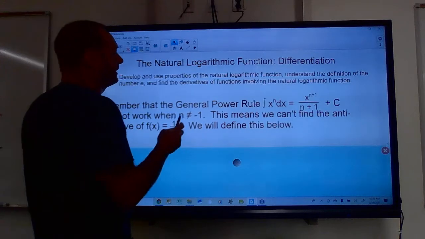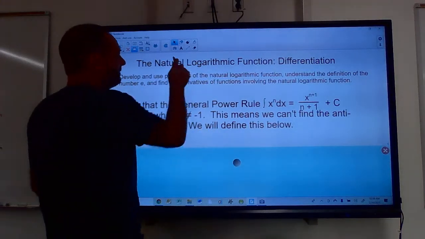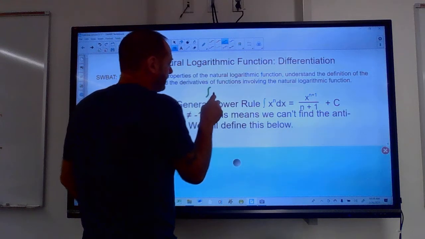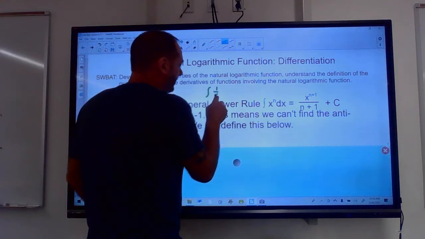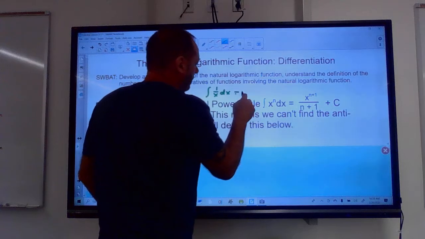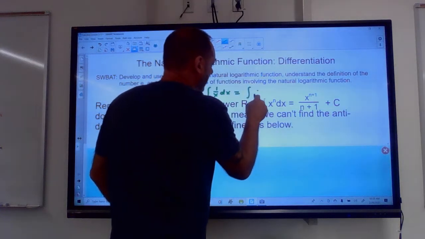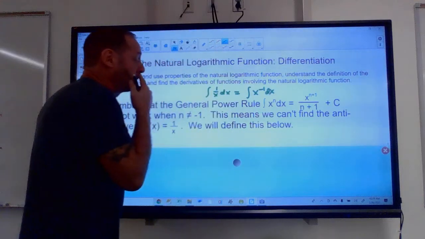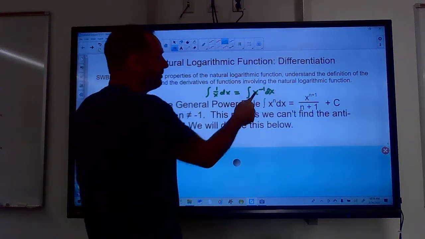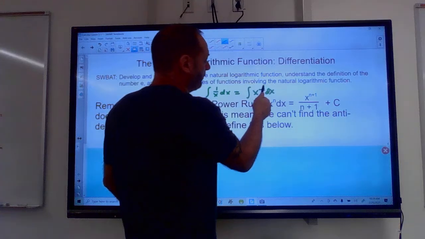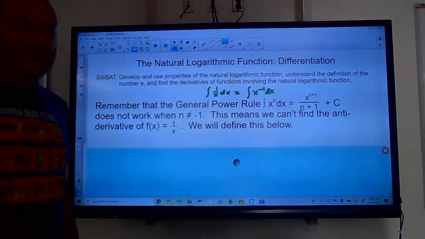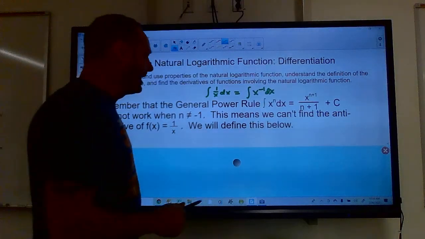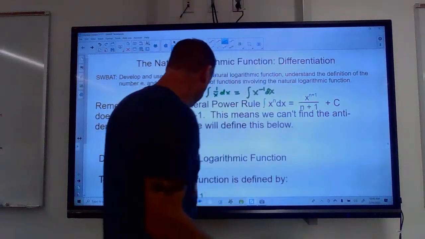Basically, we could easily integrate any polynomial as long as we didn't have the integral of 1 over x dx, or the integral of x to the -1 dx. Because when we use the power rule on that, remember we bumped the power up to 1, well that would be 0. And anything to the 0 power is 1, and so this doesn't apply to that. So how do we figure this out?